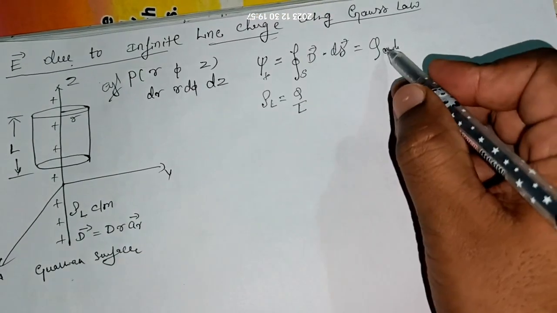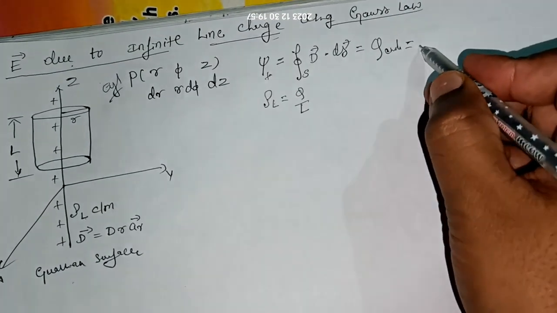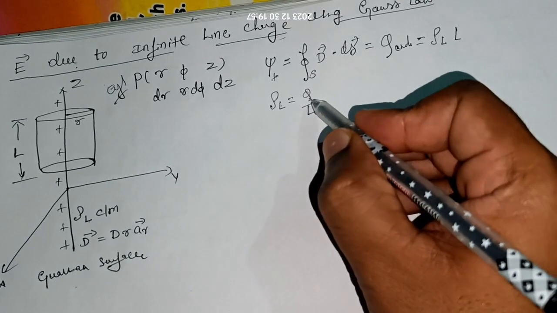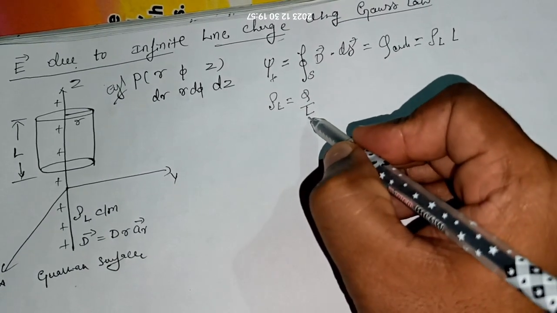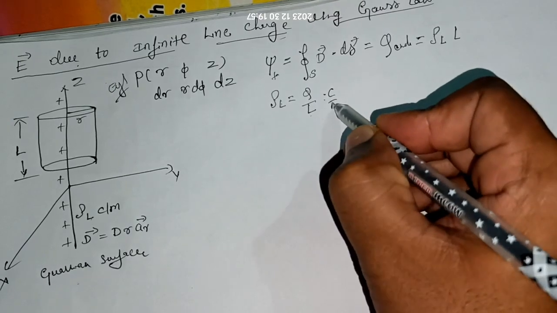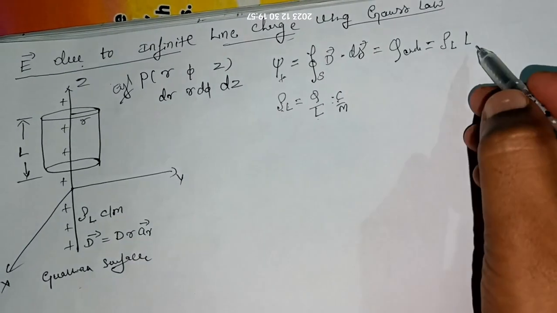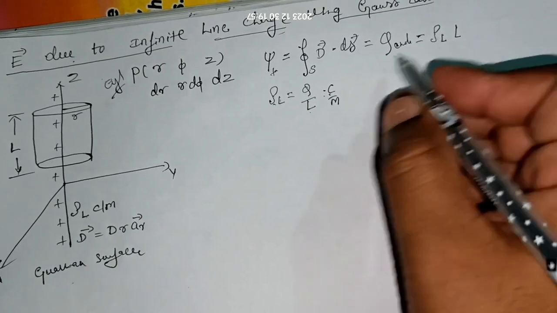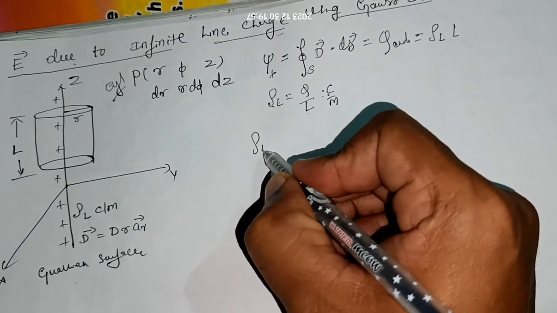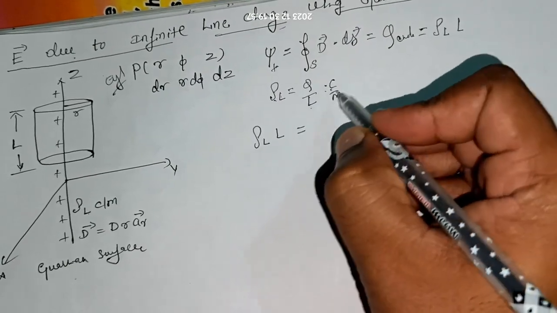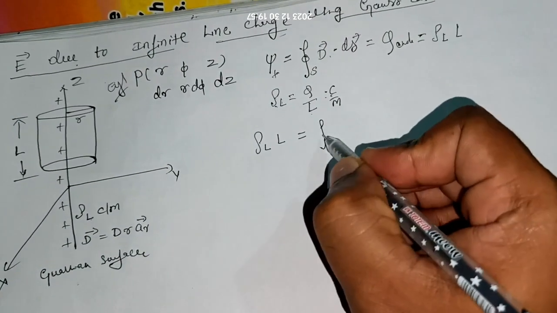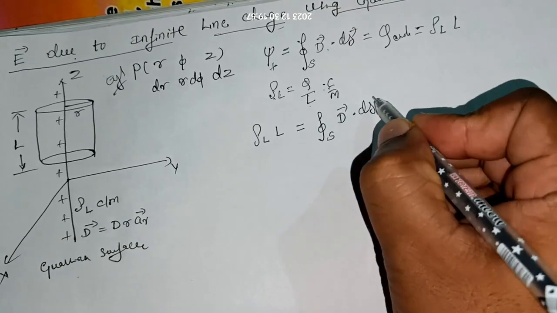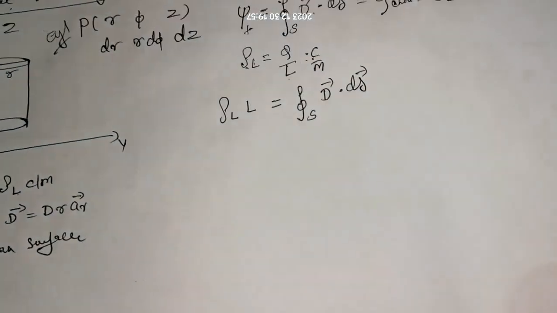So here Q is nothing but rho L into L. Okay, so Q means charge and L means meter, so rho L is in coulomb per meter. With the help of this we will proceed by taking this rho L into L as the LHS and the closed surface integral of D dot dS. So now we should think about this RHS.